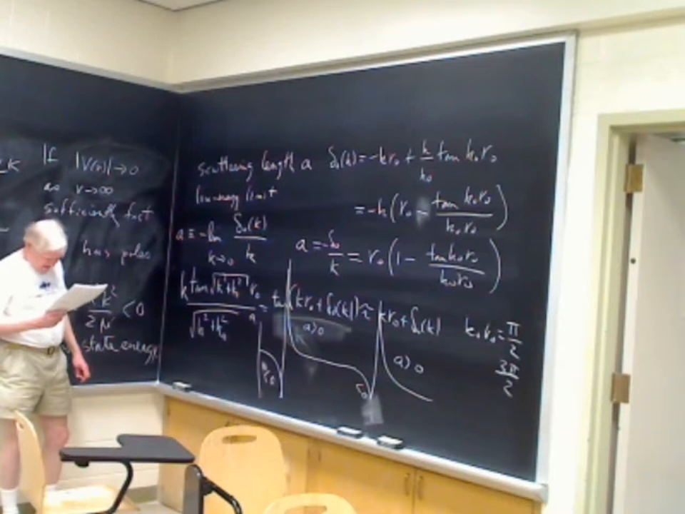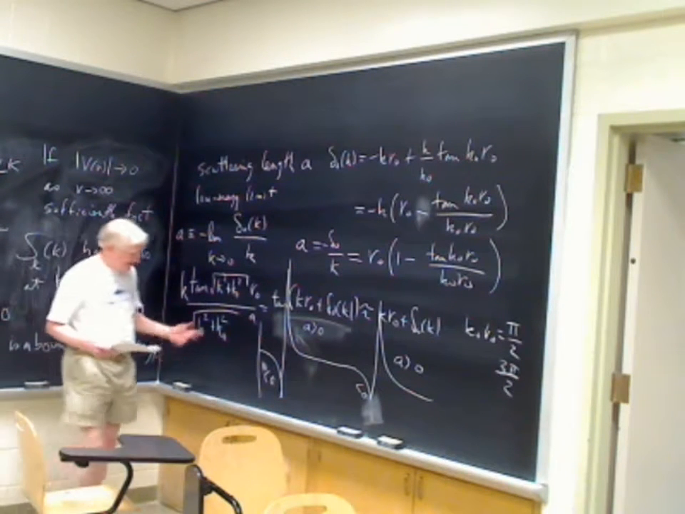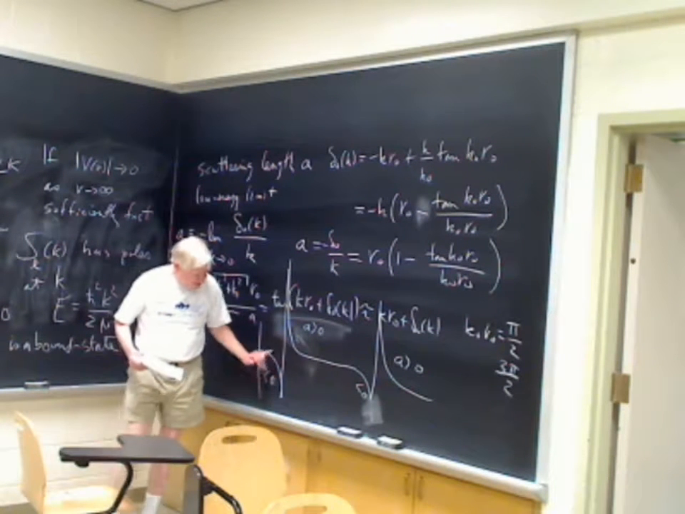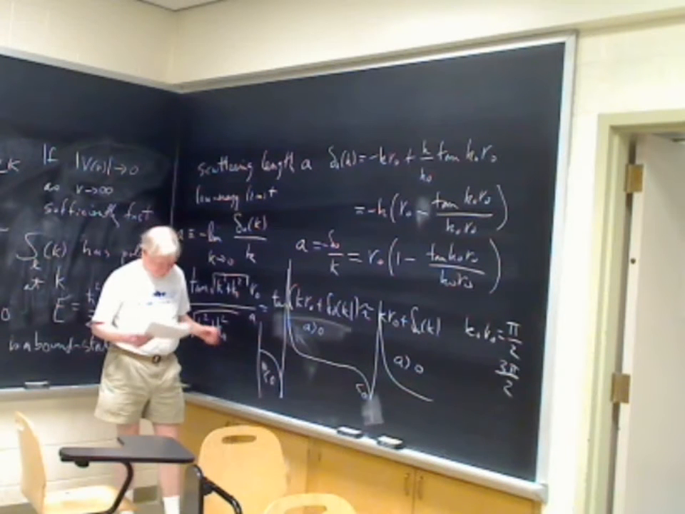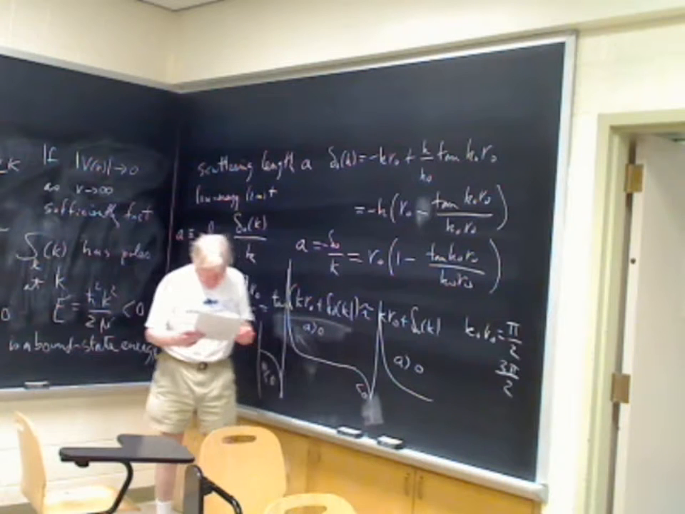So a large positive scattering length indicates the presence of a low energy bound state, and a scattering length that is large and negative indicates that the bound state is about to appear. So that's what we see. Down here, bound state is about to appear, bound state is about to appear, and here the thing is positive, the bound state is here, the bound state is here.